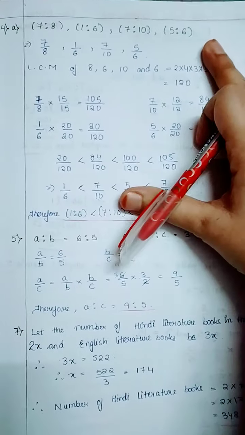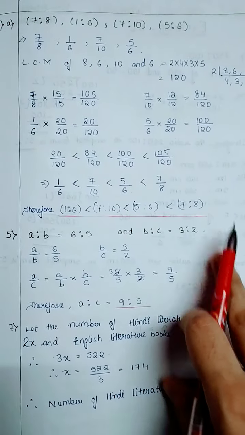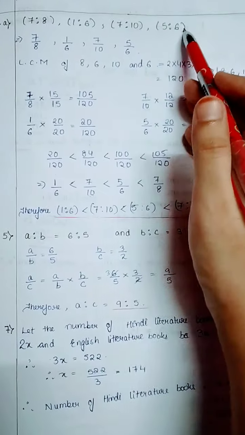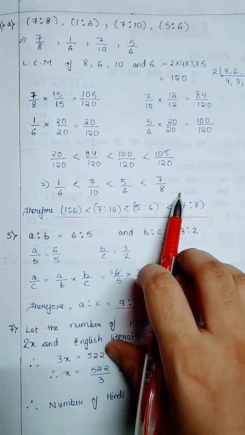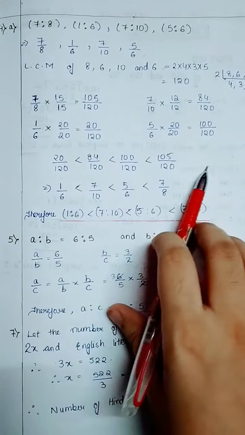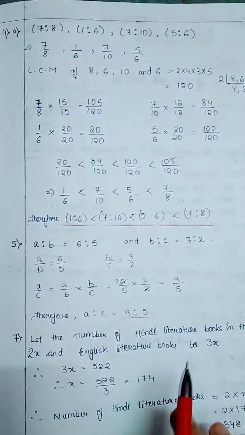Whatever the form of the question is, we have to write the answer also in the same form. If the question is in ratios, we have to write the answer also in ratio. We cannot write the answer in fraction, or in the same denominator form. We have to write the answer in the question's form.